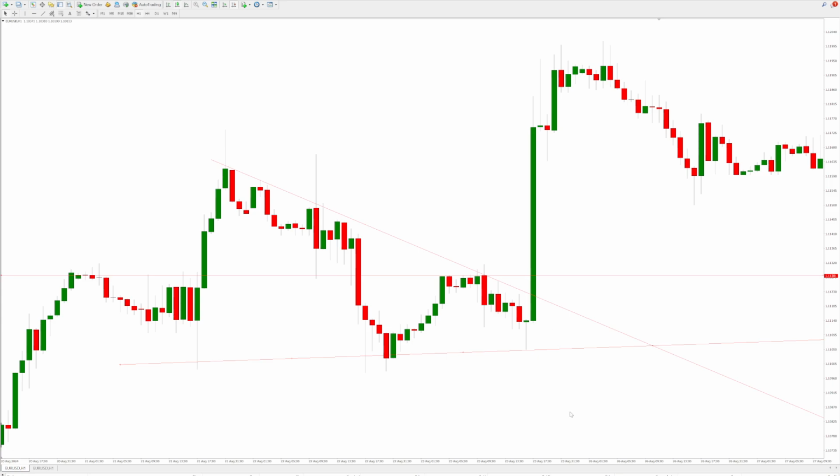Anyway, that's all there really is to the falling wedge pattern. If you want to implement it into a very simple trading strategy or just use it as additional confirmation of other strategies that you may use, it's definitely something to look out for on your charts.